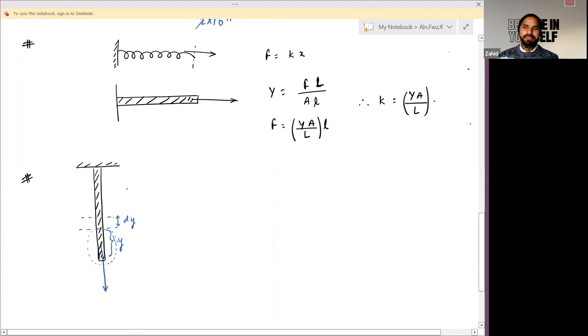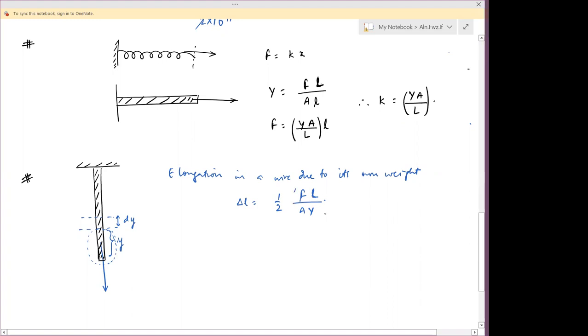So at any instant, there will be some segment of wire below it, which must be applying some tension to the portion above, due to which there will be some elongation in this wire due to its own weight. So the elongation in a wire due to its own weight will be just half of F times L divided by A times Y. Is it clear? Yes, sir.